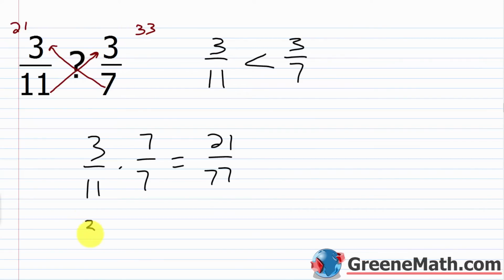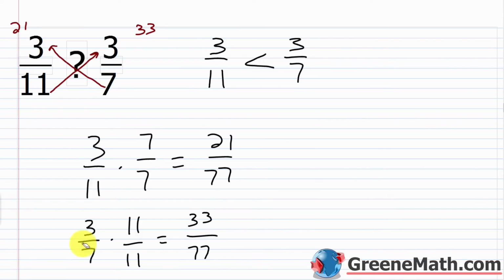For this one, 3/7, we'd be multiplying by 11/11. So 3 times 11 is 33. 7 times 11 again is 77. And again, if you look at these two fractions, they have the same denominator. This numerator is bigger, so it's the bigger fraction.